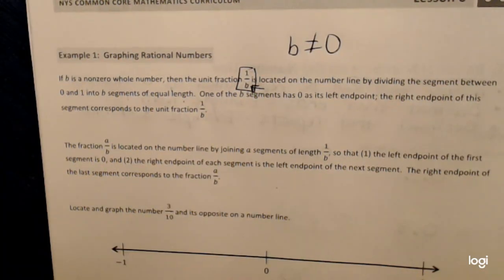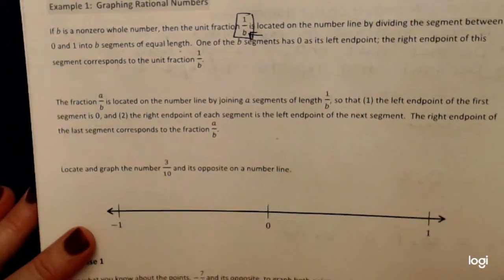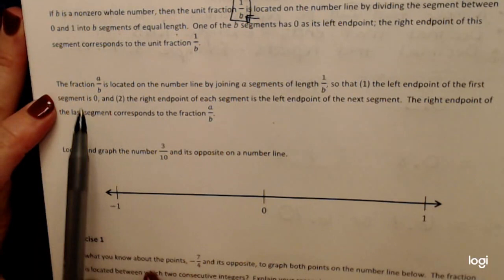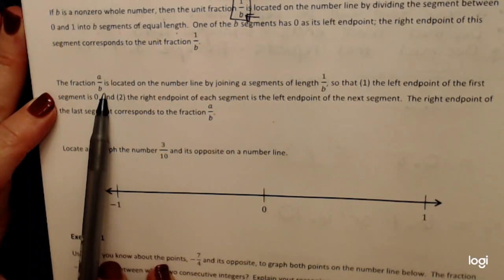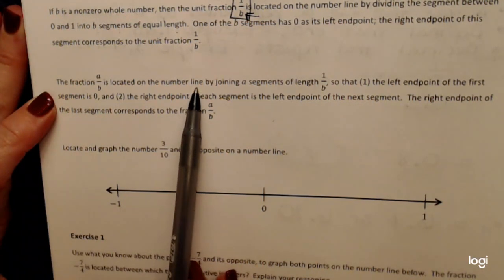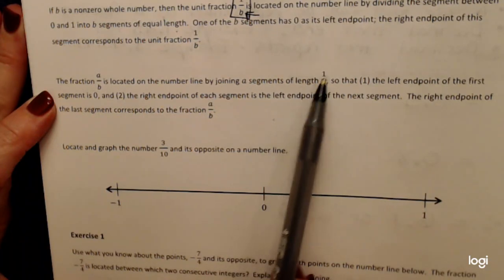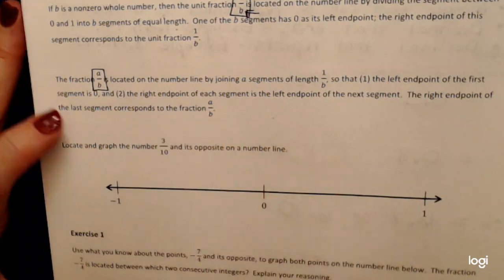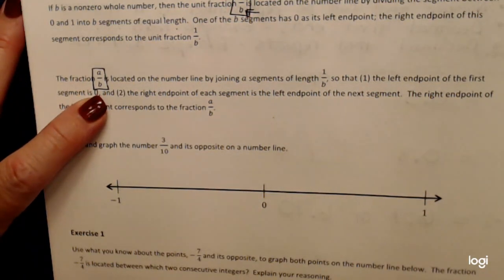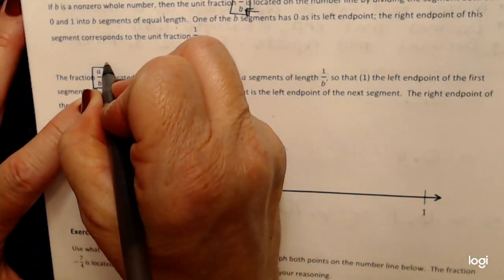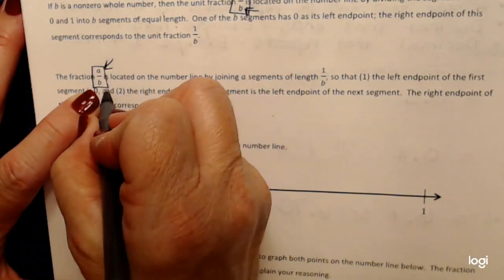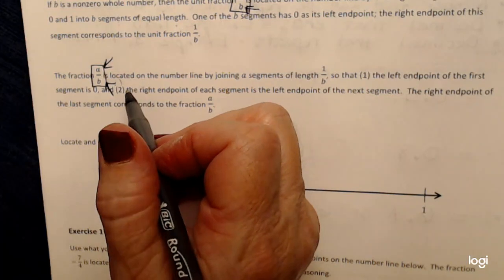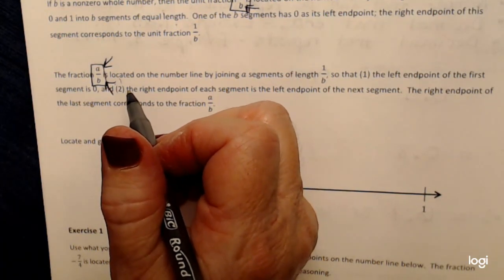So we're going to actually come down here and try and understand a little bit of what this is explaining to us. They're giving us variables or letters to explain. It says here the fraction a over b is located on the number line by joining a segments of length 1 over b. Well, what we're going to look at here is, let's put a box over a over b. a over b means I get to pick an integer for a, and I get to pick an integer for b. Okay, we know that integers are what? Integers are numbers, positive or negative.